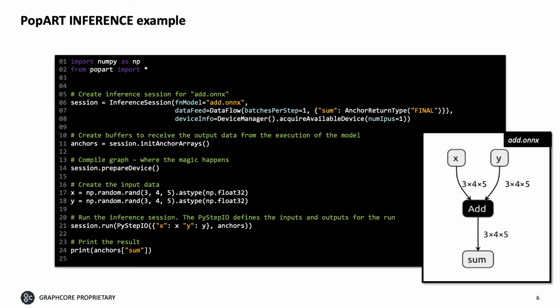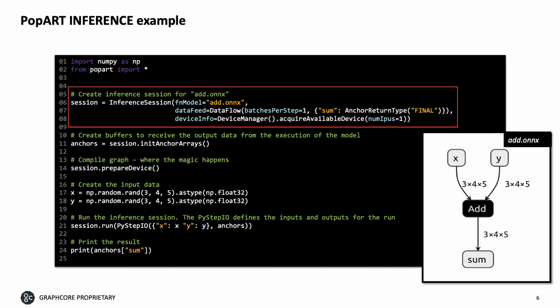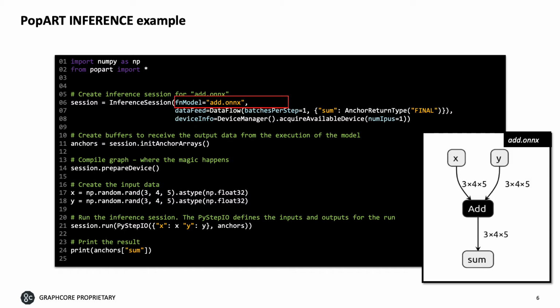Let me show you two examples to illustrate how to program with PopART. Let's start with an inference example first. You can see the model structure on the right. Two inputs, x and y, run through an add operation, which produces a simple output called sum. So first of all, we create an inference session. We give the ONNX model name to the model argument.